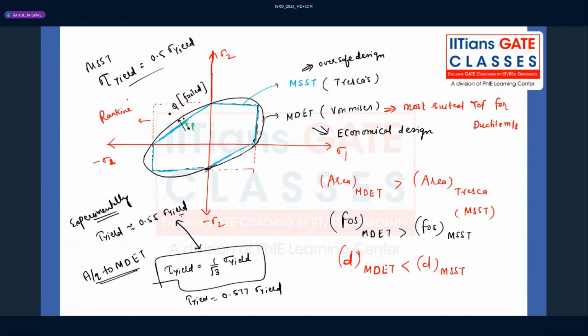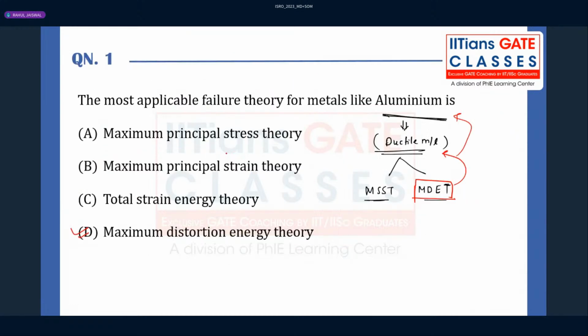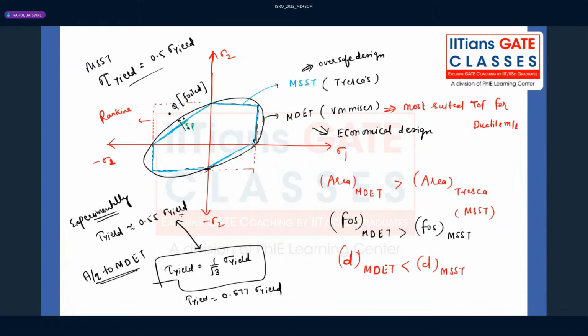Means as far as the second coordinate is concerned, if you are loading in such a way that sigma 2 is positive and sigma 1 is negative, in that scenario, Rankine will give you the least diameter, the highest factor of safety. That means he is not at all giving you any alarming conditions. So the correct answer will be D. So by this question, I have covered theories of failure. In short, whatever we have discussed in our classes, I have discussed three theories of failure: Rankine, von Mises, and Tresca.